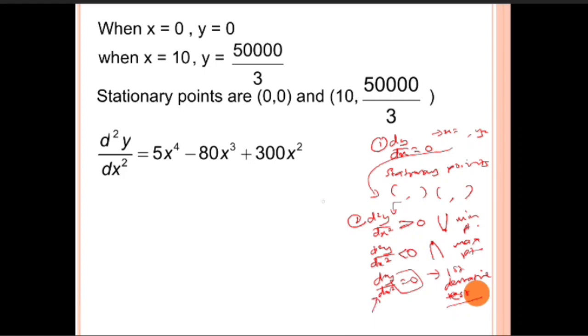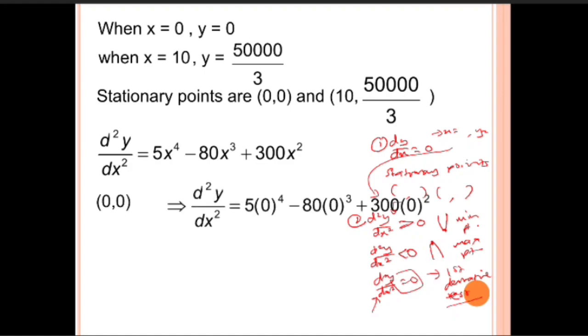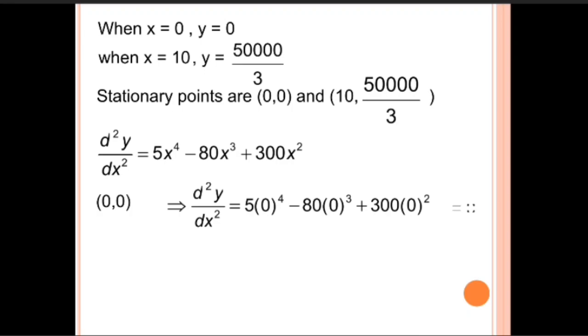Now, we have reached the second step. After you have differentiated, substitute the coordinate inside. When you substitute your coordinates inside, what you get is the value 0. So this is equal to 0. Remember what you have to do next? It's the first derivative test.